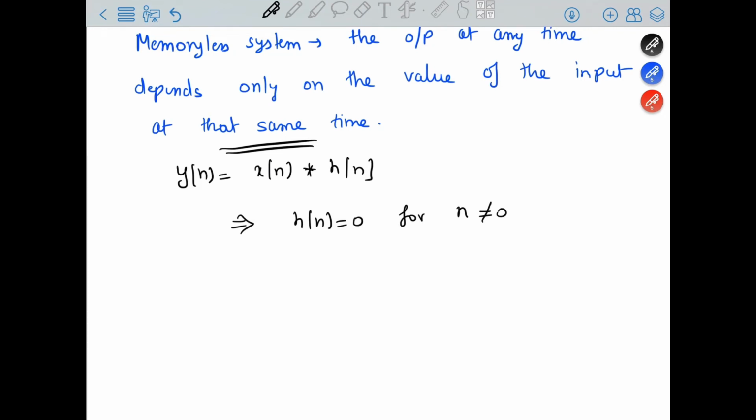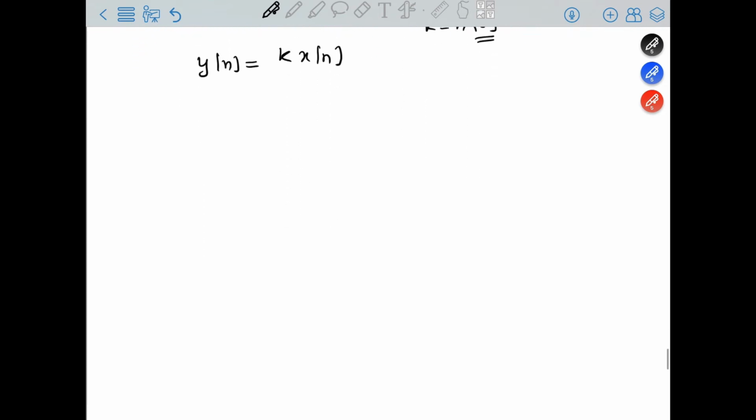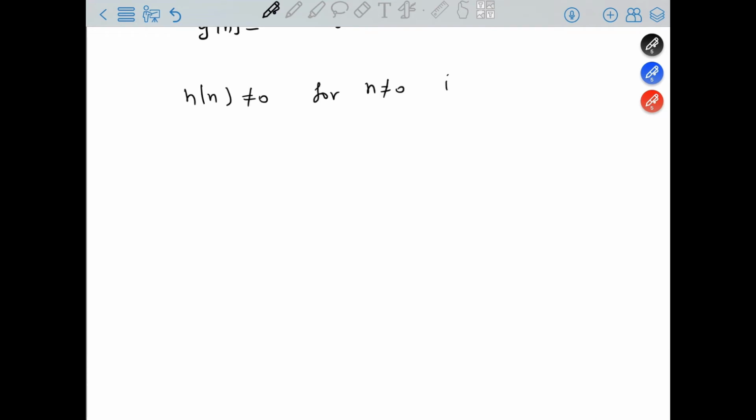And how can we represent it in a different form? We can write h[n] equals k times delta[n], where delta[n] represents the impulse response. And what will be the final expression when we replace it here? y[n] will be equal to k times x[n], and k is basically h[0]. And if h[n] is not equal to 0 for n not equal to 0, the system is said to have memory.